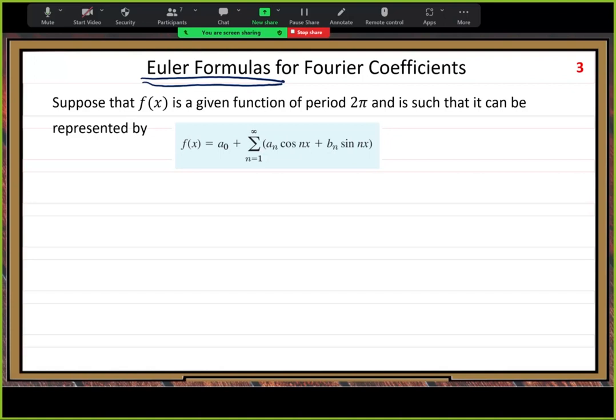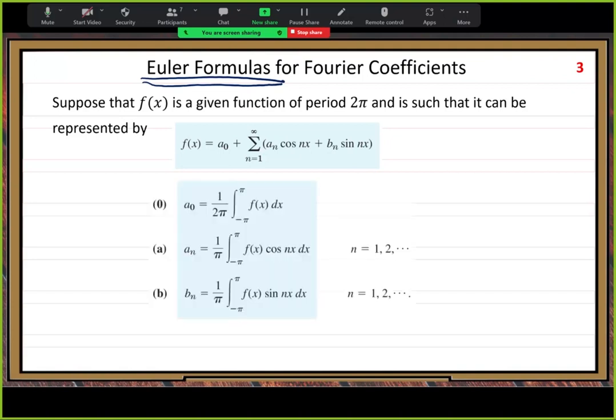Then we can represent that function in this trigonometric series. But how to determine these coefficients, the little a's and b's? Euler formula tells us a0: you take this integral. Because the f function is known, you take this integral and you can calculate a0. With cosine nx, you can calculate all these coefficients. Those are the Euler formulas.